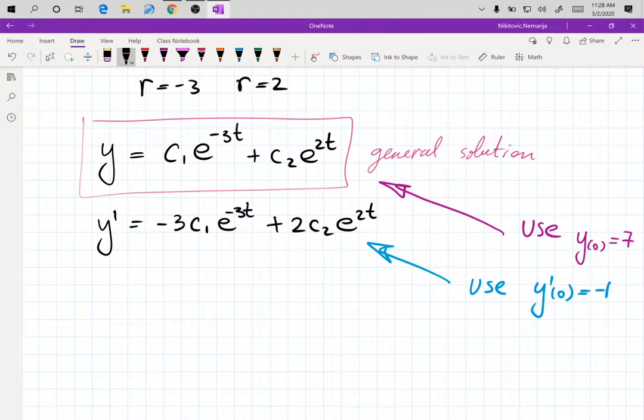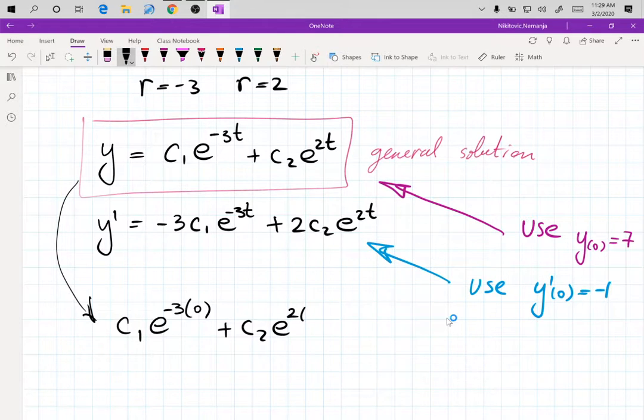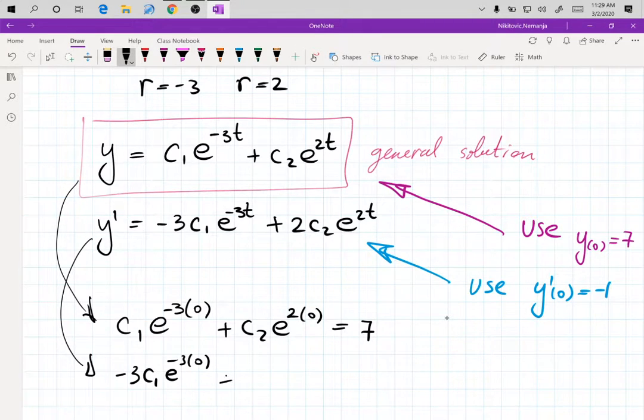So here we go. The first one: from the top, we have C1 e to the, I'll write one just in case, negative 3 times 0 plus C2 e to the 2 times 0 equals 7. And from the second one, we have negative 3C1 e to the negative 3 times 0 plus 2C2 e to the 2 times 0 equals negative 1.